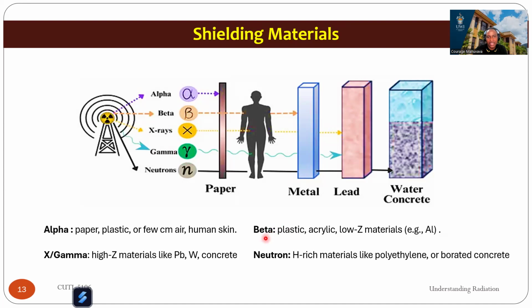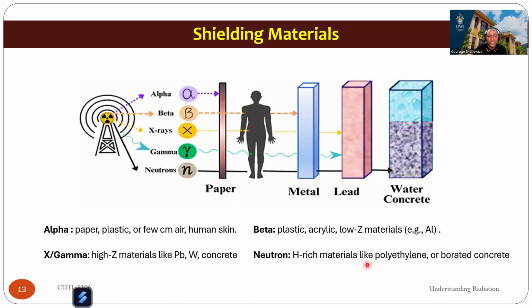Beta radiation, on the other hand, is a little bit more penetrating because it's lighter. Beta radiation is basically electrons. So this can be shielded by low atomic number materials like aluminum. X-rays or gamma radiation is a bit more penetrating and would need high atomic number materials like lead, concrete, or even tungsten. Neutrons are the most difficult to shield.